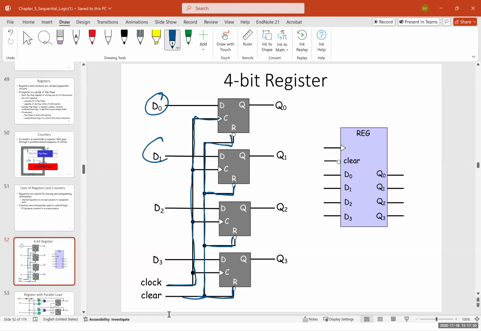The data D0, D1, D2, and D3 go to the input and are stored as Q0, Q1, Q2, and Q3. Usually, these 4-bit registers are built in a single IC. We can have 4-bit, 8-bit registers. If we have an 8-bit register, it means it could store 1 byte of data. 8 bits is 1 byte. Okay.